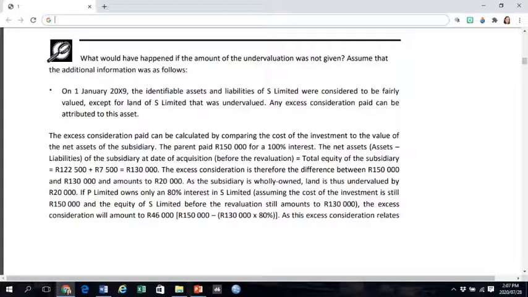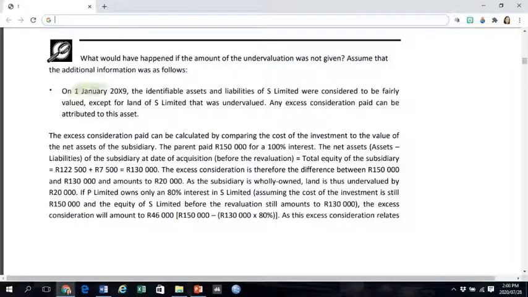In example 7.1's additional information, it was specifically mentioned that the land was undervalued by 20,000 Rand. What would have happened if this amount of the undervaluation was not given? Assume that the additional information was then as follows.